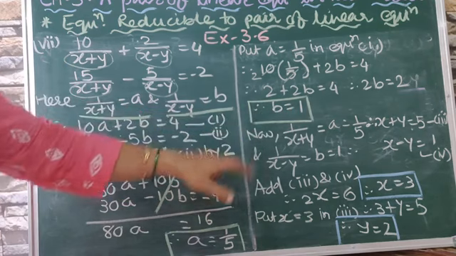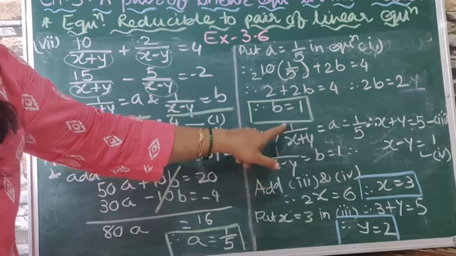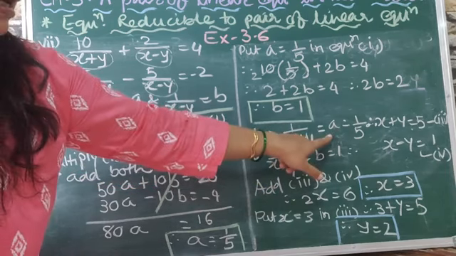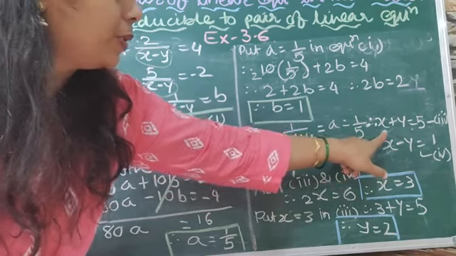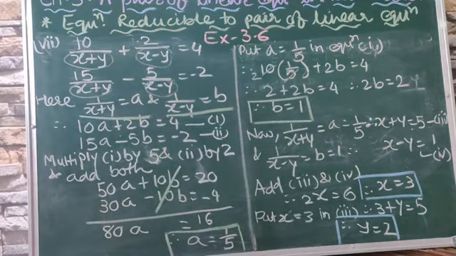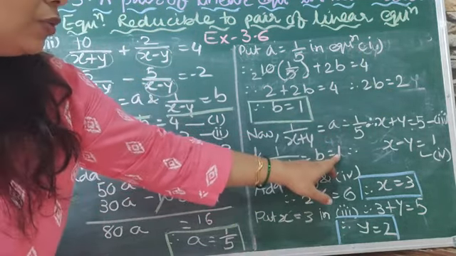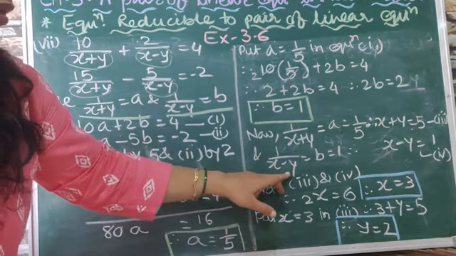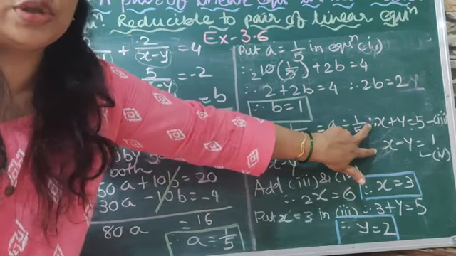Now after getting the values of a and b, as we have already supposed that 1/(x + y) is a, it means 1/(x + y) is 1/5, and therefore x + y = 5. Similarly 1/(x - y) = b, and it is equal to 1. Therefore x - y = 1. This is our third and fourth equation.